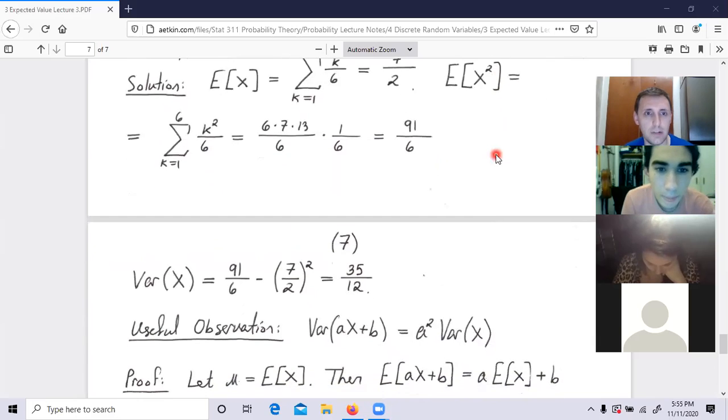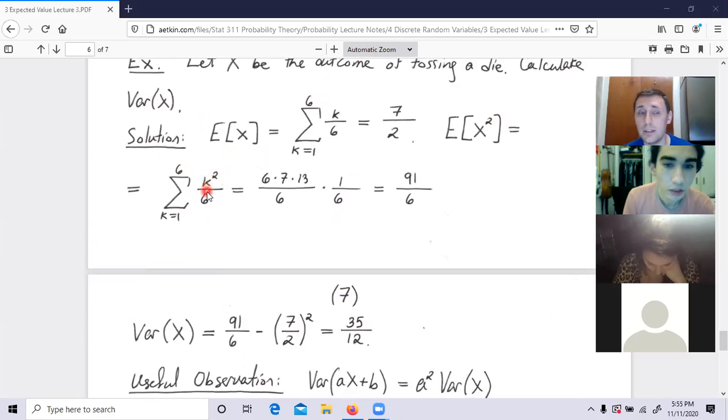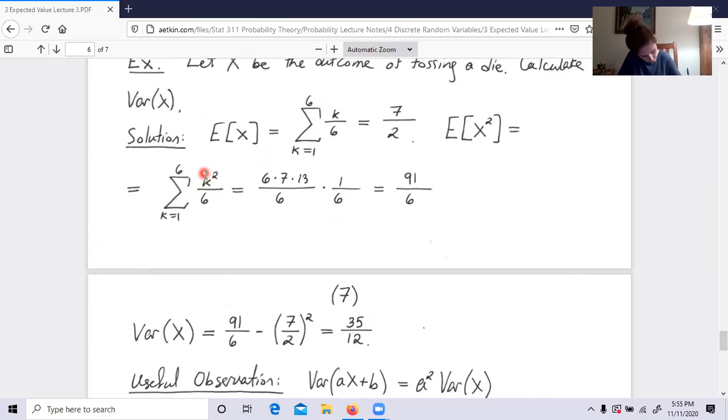Okay, and what's the expected value of the square? That's simply k squared times 1 over 6. You all understand that, guys? Because I can use the same probabilities in the same sample space, but I'm just having k squared here.